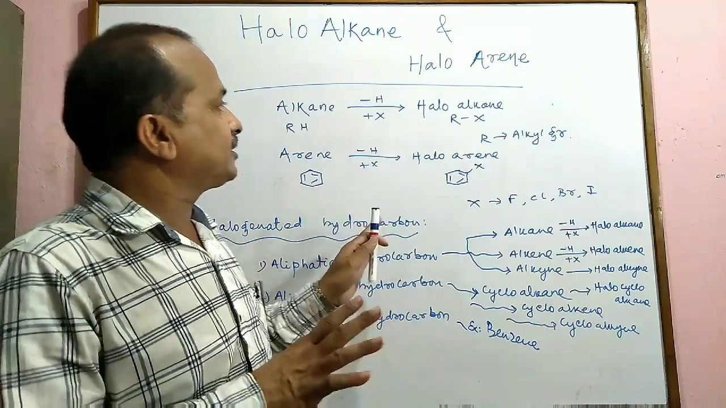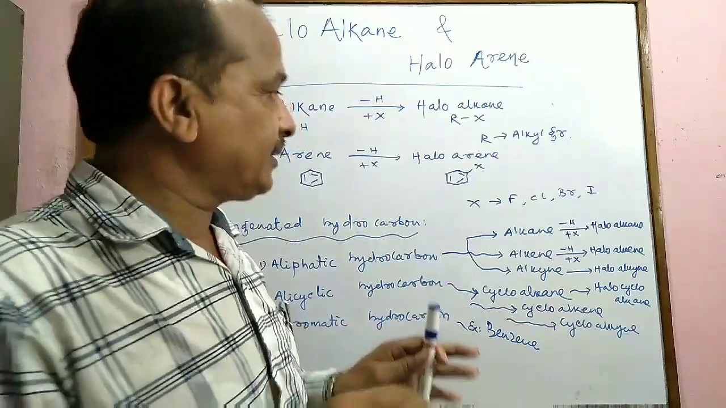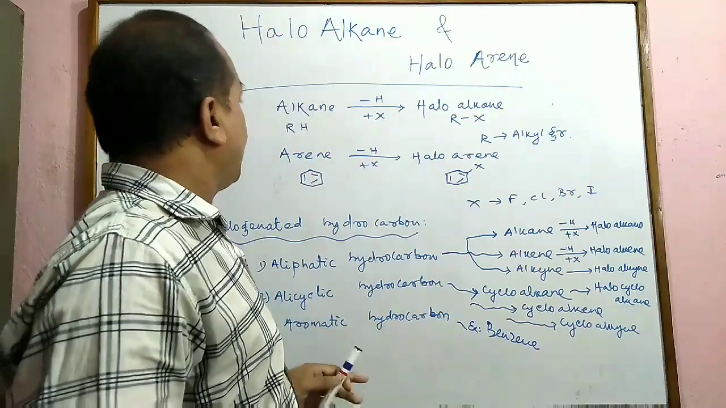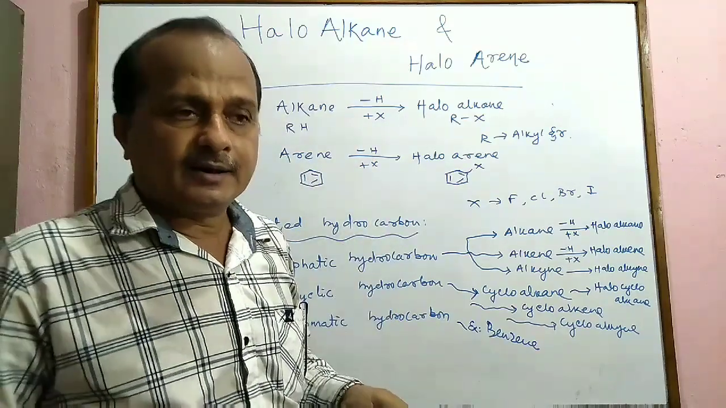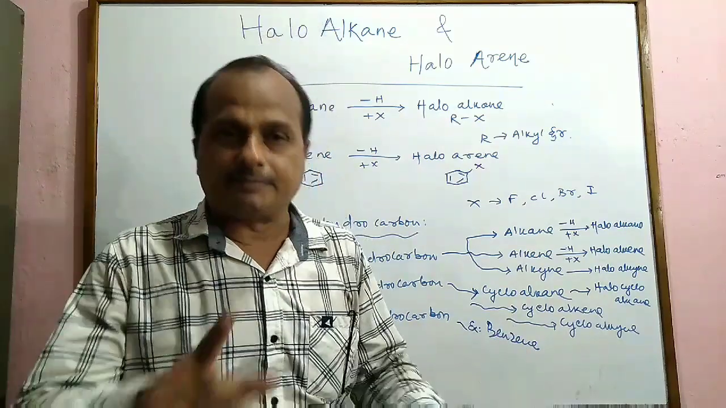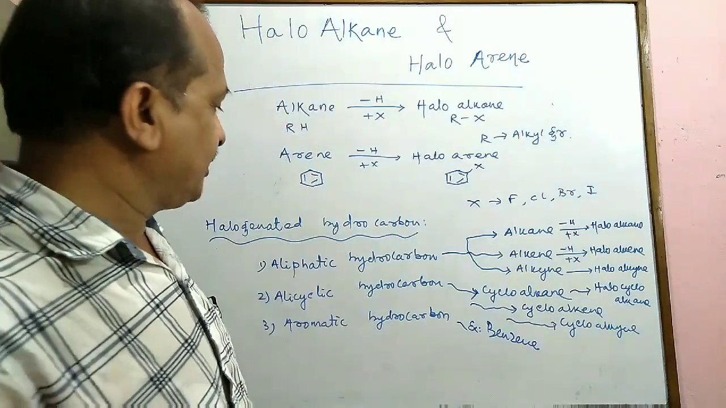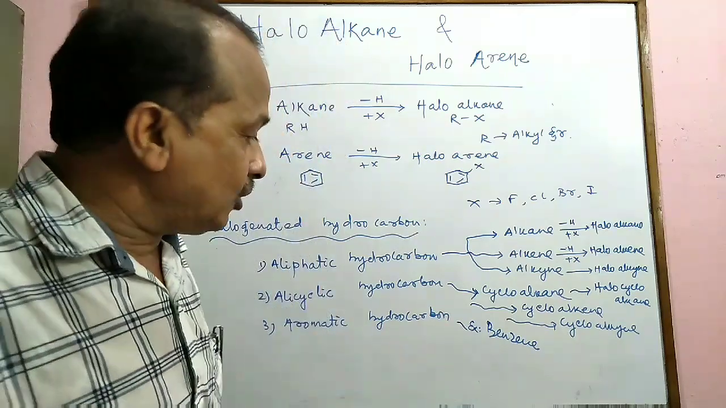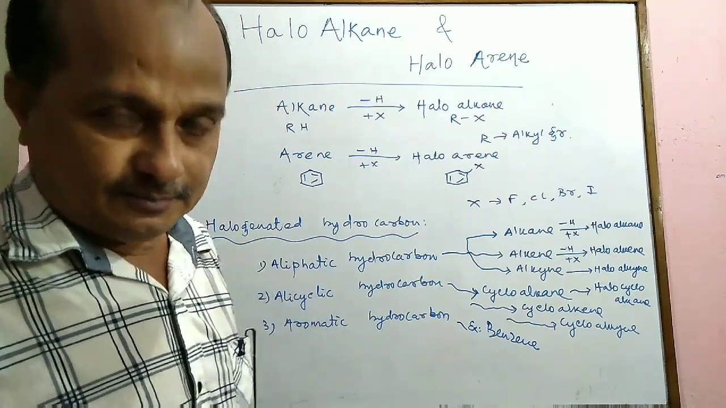Okay, before discussing this chapter, I will introduce some fundamentals, some basic concepts regarding haloalkanes, that is halogenated hydrocarbons. What is that? Halogenated hydrocarbons are the compounds which are derived by replacing an H atom of a hydrocarbon by a halogen atom. Students must know that hydrocarbons are compounds of carbon and hydrogen.